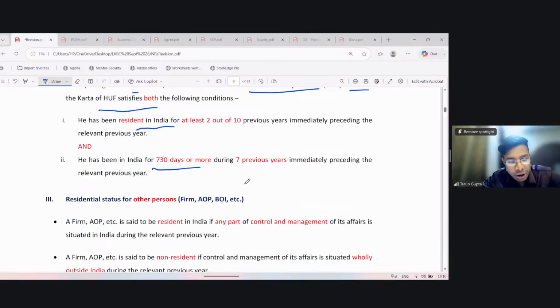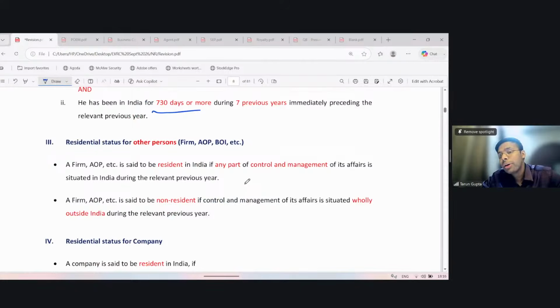Now we move to the residential status of any other person: firm, AOP, BOI. Similar to HUF, they shall be said to be resident if any part of their control and management is situated in India during the relevant previous year. That is, even if a part of their control and management is situated in India, they shall qualify as resident in India during such year. However, if the whole of the control and management of its affairs is situated outside India, then such AOP, BOI, firm or sector shall be treated as non-resident.